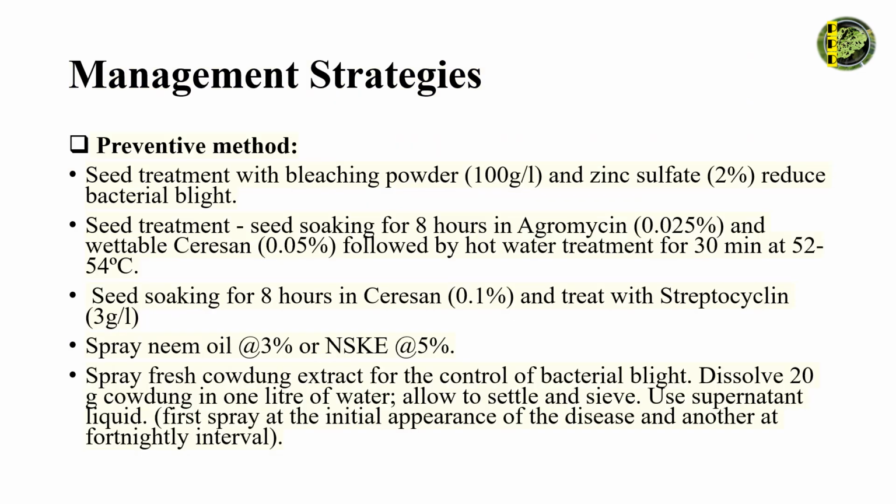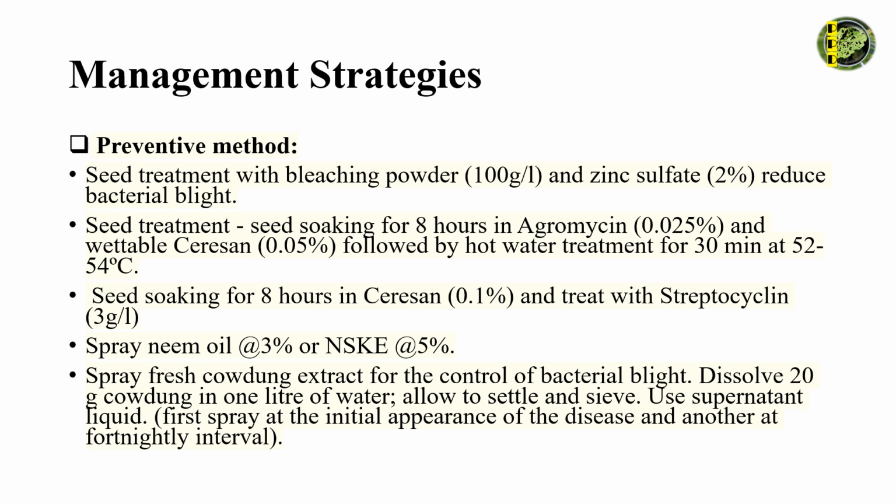The management strategies can be grouped under three categories, that is preventive, chemical, and cultural method. Under preventive method, we have seed treatment. Seed treatment with bleaching powder at the rate of 100 grams per liter of water and zinc sulfate at 2% per kg of seeds, or soaking the seeds for 8 hours in a solution of agromycin 0.025% and wettable sericin 0.05%, followed by hot water treatment for 30 minutes at 52 to 54 degrees Celsius can be adopted.